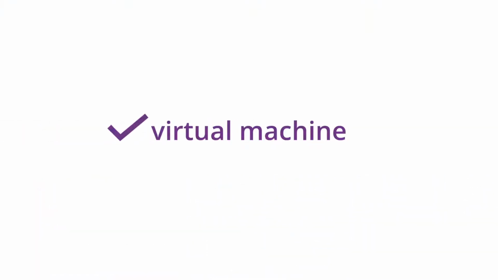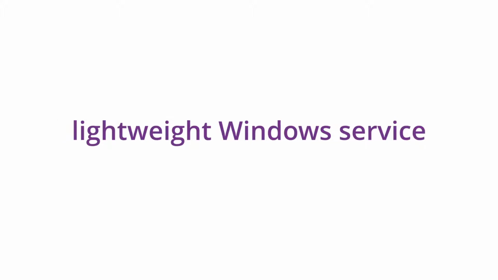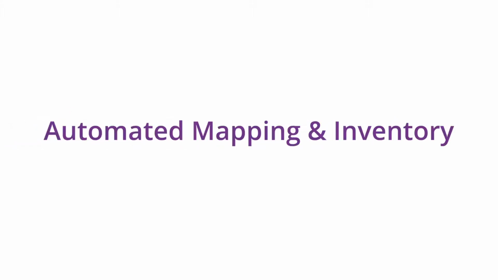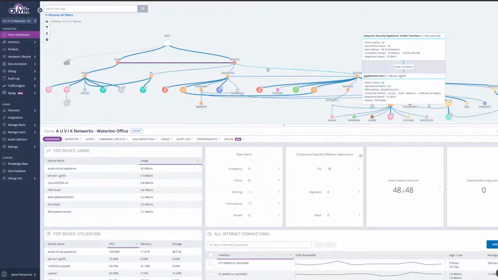You can choose from 3 install options: a virtual machine, a physical appliance, or a lightweight Windows service. Once Auvik is installed, it immediately goes to work. Your network is automatically discovered and fully inventoried.